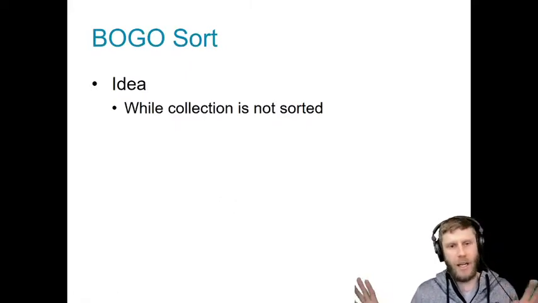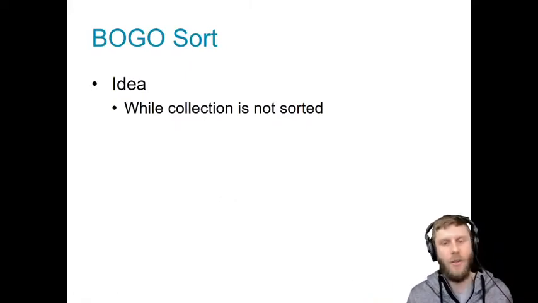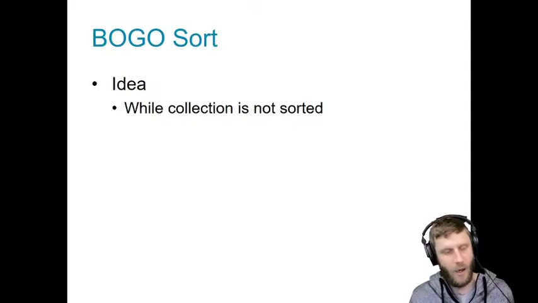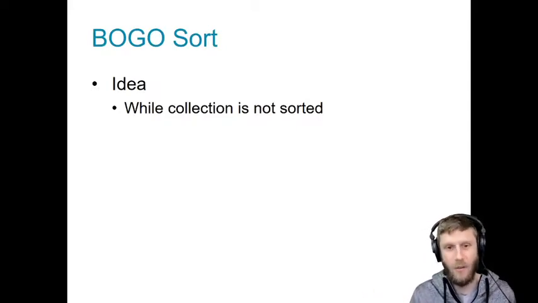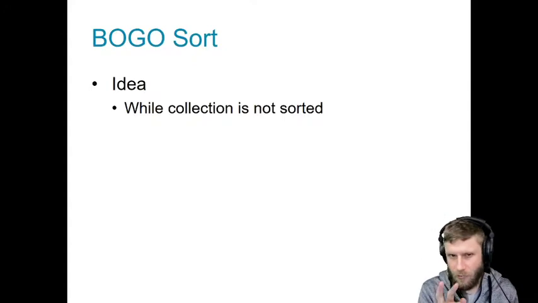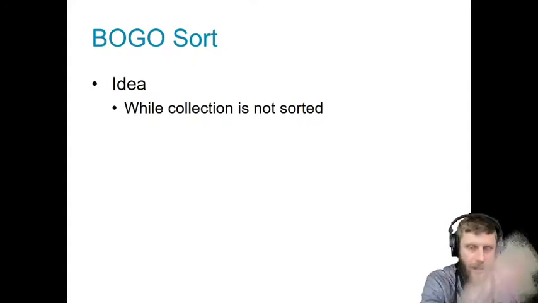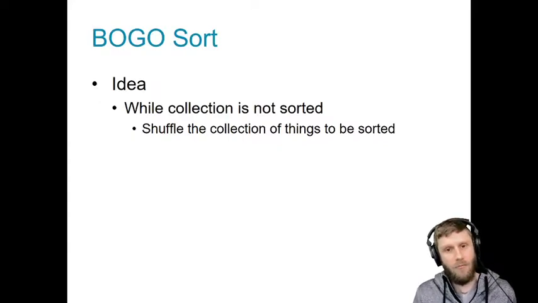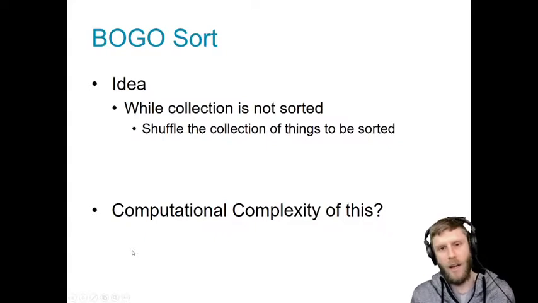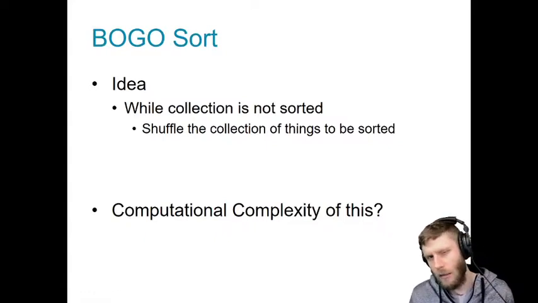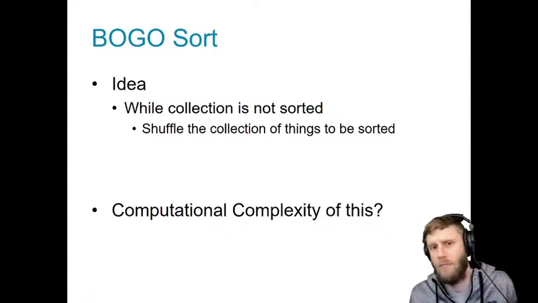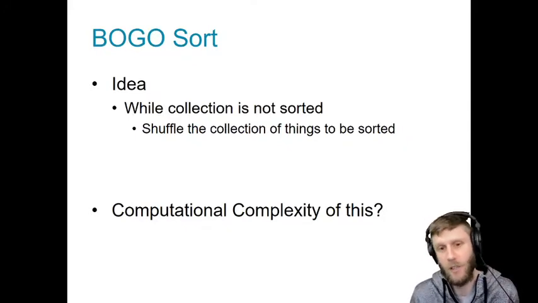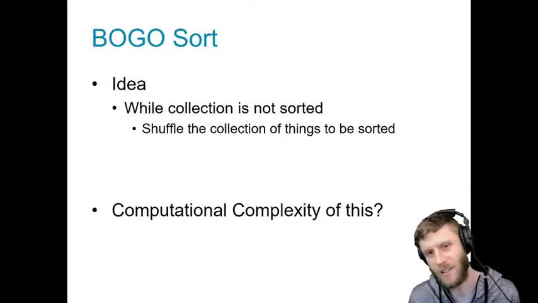Well, some collection of things is not sorted. So imagine I gave you 150 exams, and I ask you, is this collection sorted? If it's not, shuffle them. And then check again. Is it sorted? If it is not, shuffle again. Is it sorted? If it's not, shuffle again. Do you think this is a good sorting algorithm?